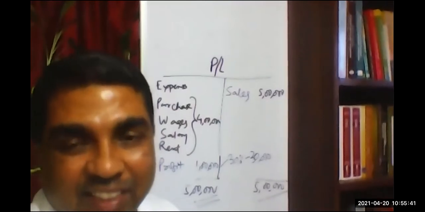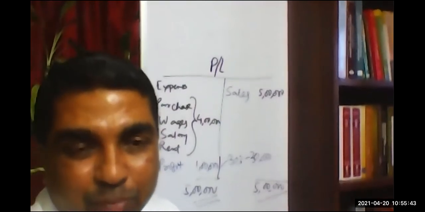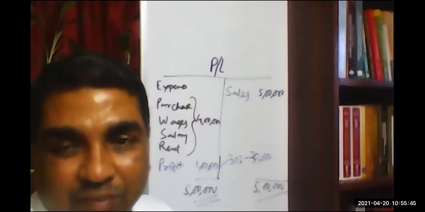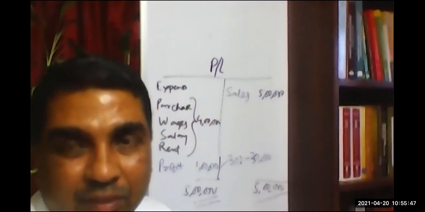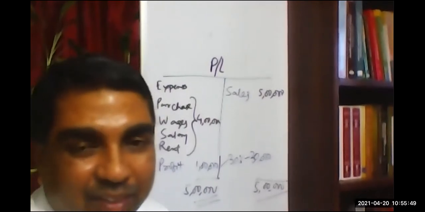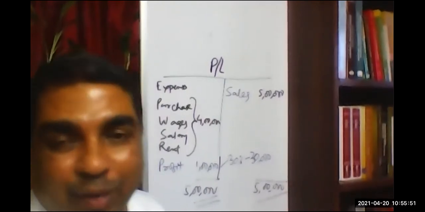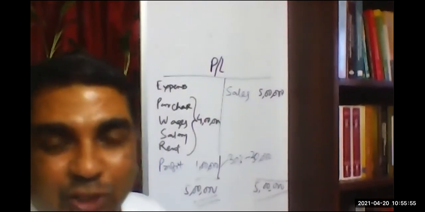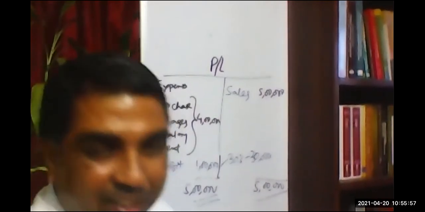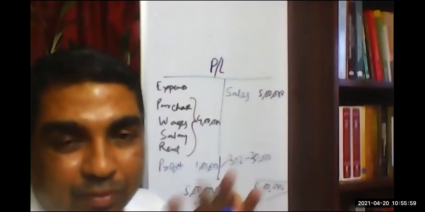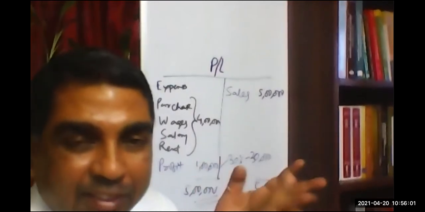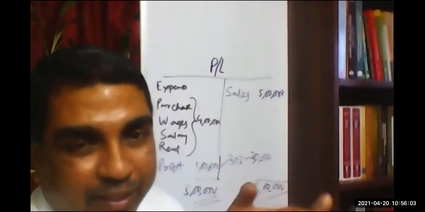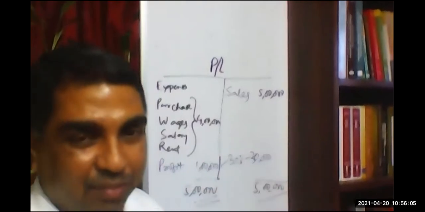If somebody hides sales, is it possible to reduce tax or not? Possible, sir. It's possible, but that will not be called tax planning. That is tax avoidance or tax evasion you are doing. That's different. We'll be understanding these concepts also. What is tax planning? What is tax evasion? What is tax avoidance? What is tax management? All these things are different concepts.